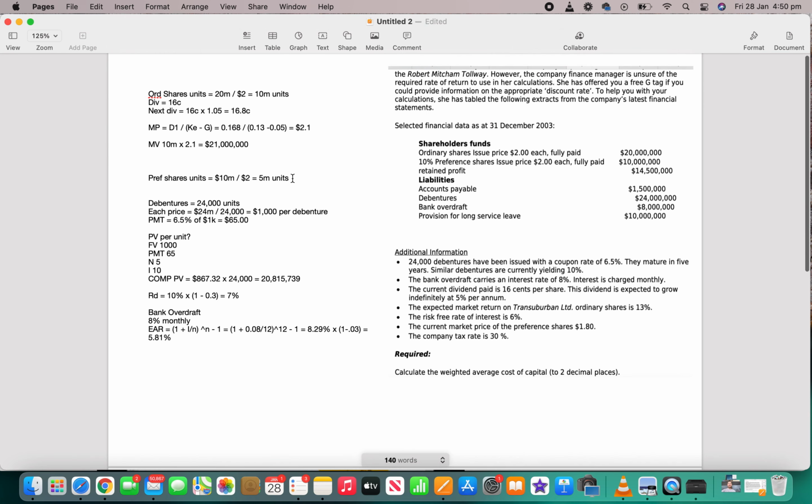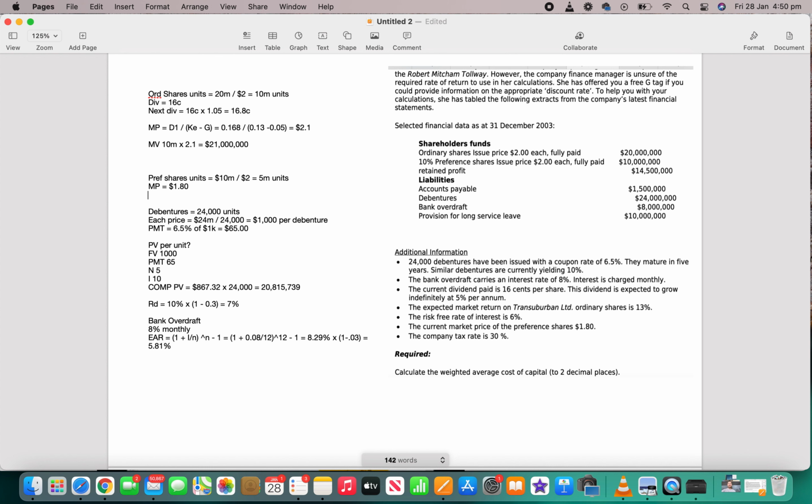All right, up to preference shares. So we've dealt with that. Risk-free rate interest is 6%. Current market price of the preference share is $1.80. Then what we need to do now is calculate our market value, which equals 5 million times 1.80.